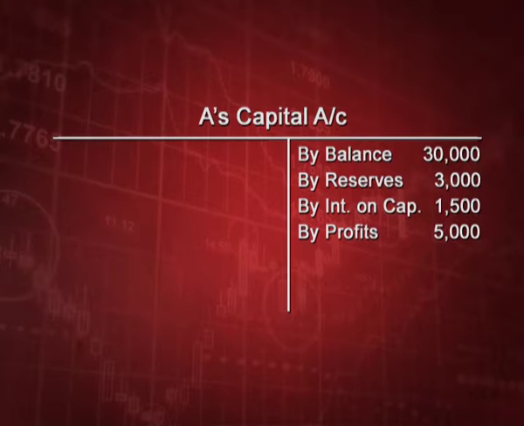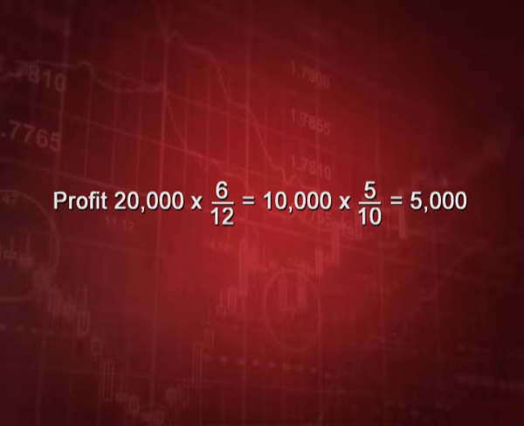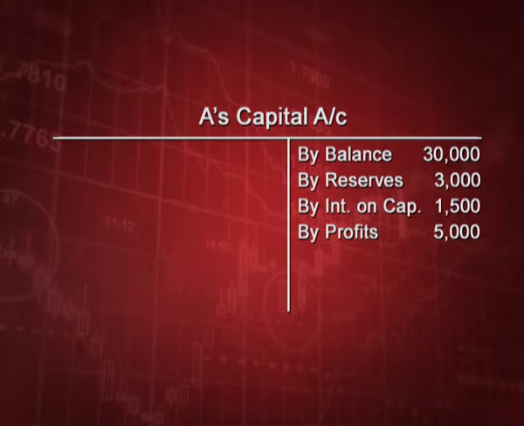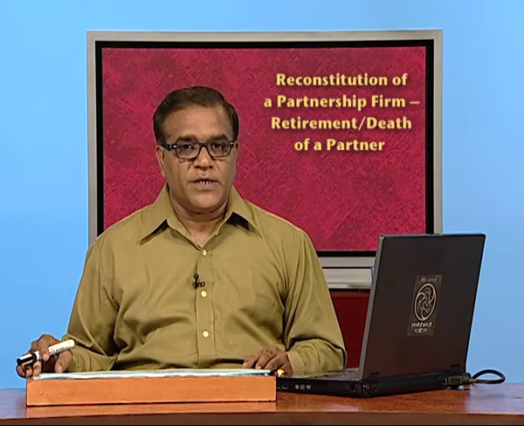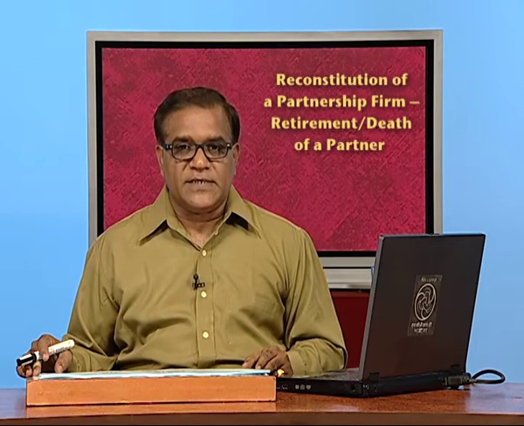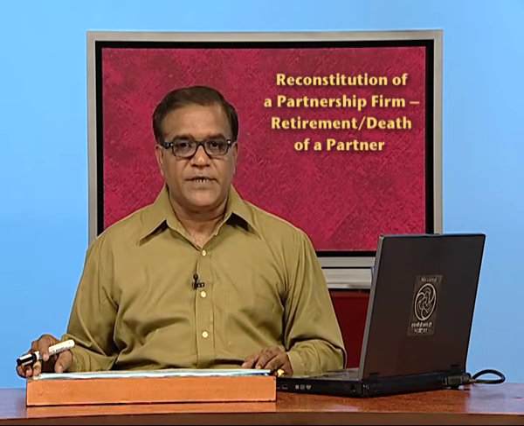How did we calculate this? Please see the note. Profit 20,000 into 6 upon 12, because we have to consider profits only for 6 months. That makes it 10,000, and his share 5 upon 10 makes it 5,000 rupees. So, that is credited to Mr. A's capital account. And on the debit side, revaluation loss 2,500 is there, and the remaining amount is transferred to A's executor, 37,000 rupees. You remember we have to pay half of this. So, we will see that in A's executor account this amount is paid in half.